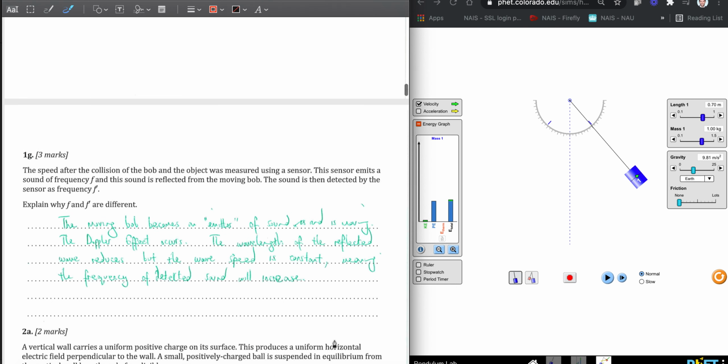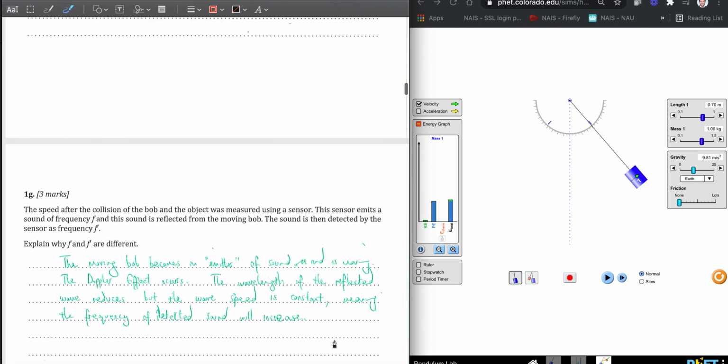We then get involved a little bit with the Doppler effect. The speed of the bob after the collision was measured using a sensor. The sensor emits a sound of frequency f, and this is reflected from the moving bob. So effectively our moving bob has become a source, or an emitter, in inverted commas, so it's not really emitting, it's reflecting sound. And in this sense, the Doppler effect is going to occur. In marking your answers, you will get a mark for simply mentioning that the Doppler effect occurs, and then a couple of marks for trying to explain it.